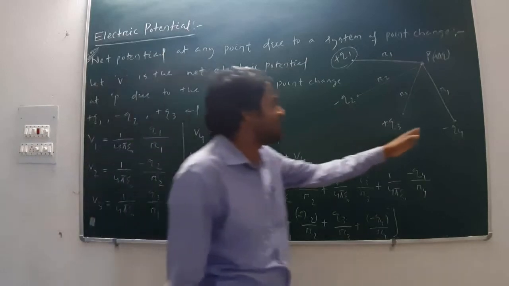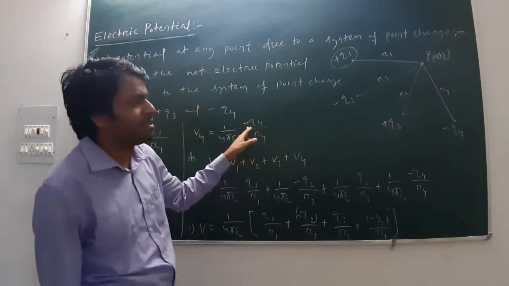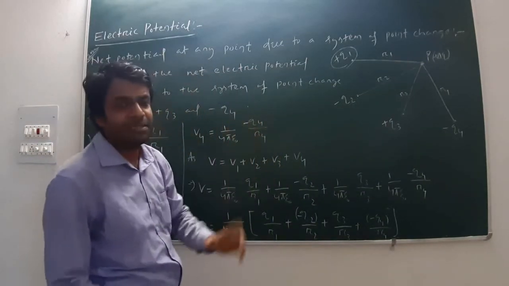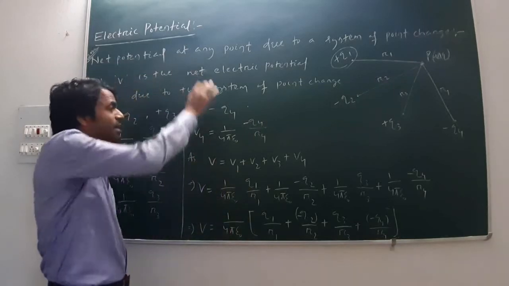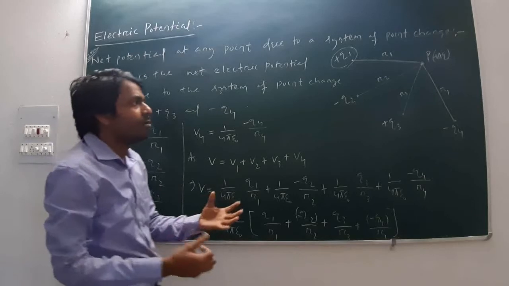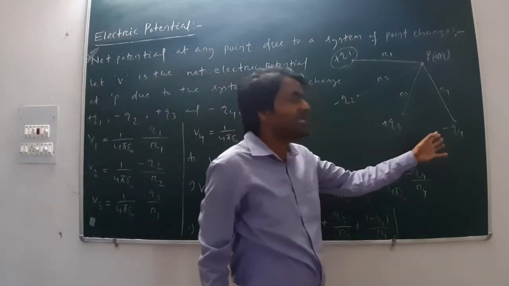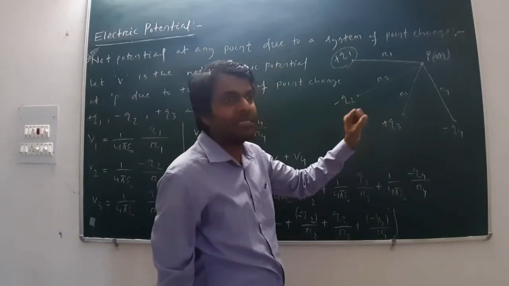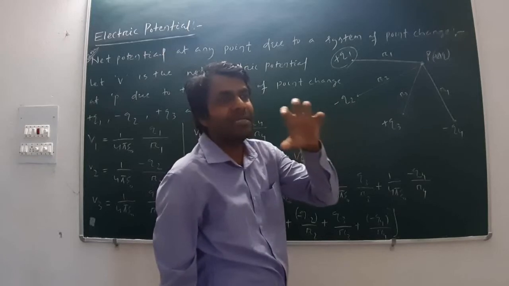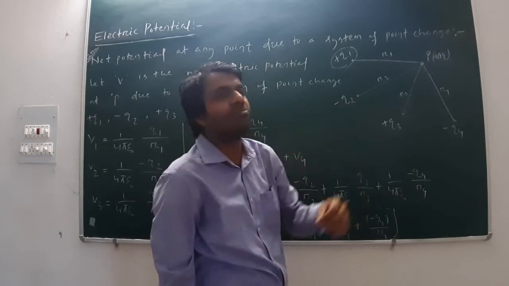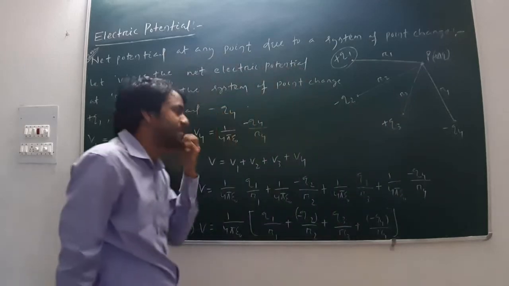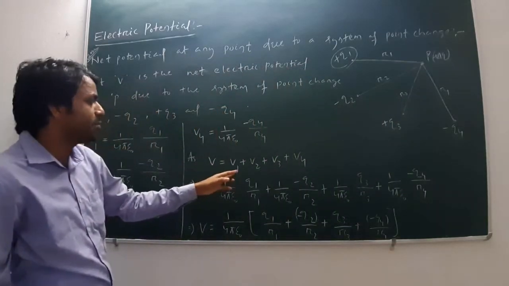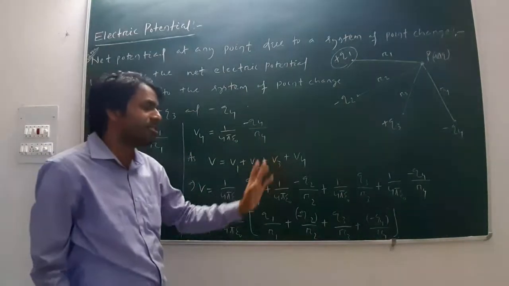If this is positive, then this is also positive. If the point charge is negative, the electric potential is negative. Now the net potential, what is the net potential? The algebraic sum, because electric potential is a scalar quantity. Therefore the total or net electric potential is the algebraic sum of the electric potential due to the system of point charges. So V equal to V1 plus V2 plus V3 plus V4.